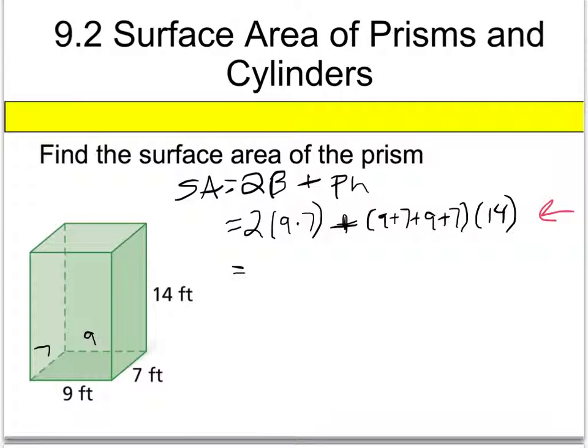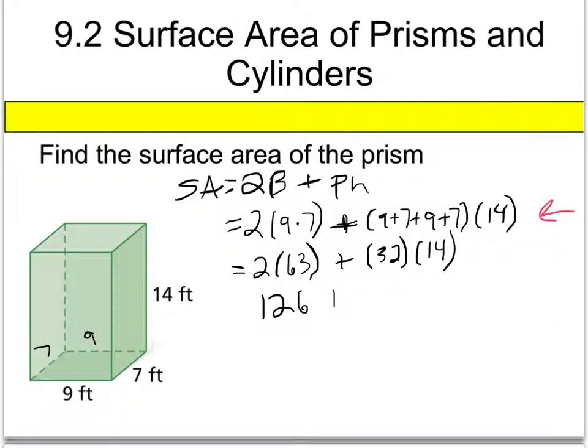Okay, so now when we multiply this out, we get 2 times 63, because 9 times 7 is 63. 9 plus 7 plus 9 plus 7 is going to be 32. Multiply that by 14. Continuing on with our work, we have 126 plus 448, which is 32 times 14. Again, you can use your calculator on these problems. Then when we add these two together, we get 574.